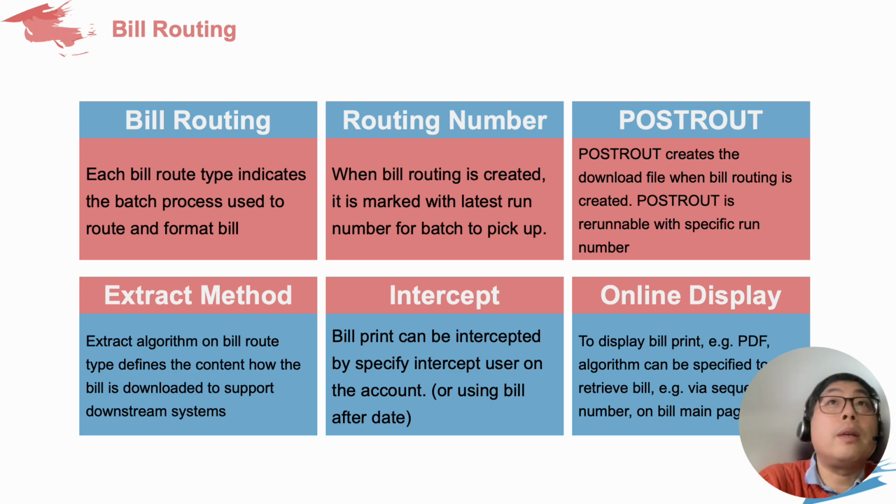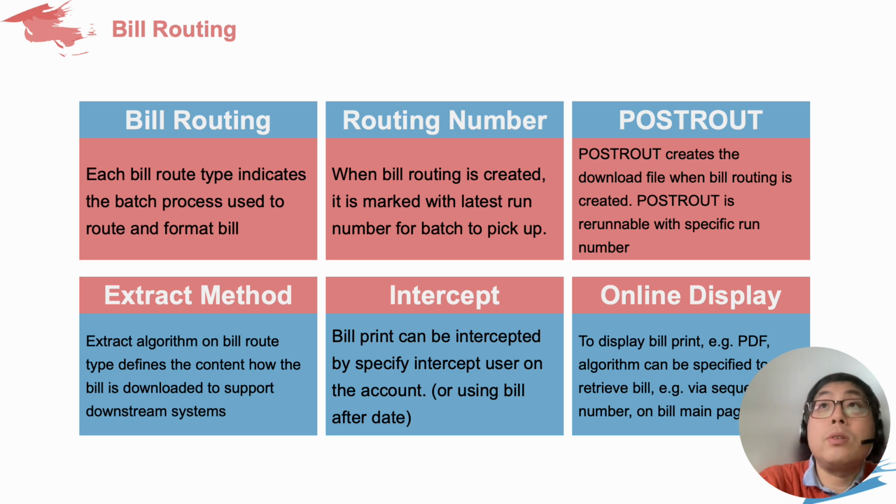Similarly, for all the bills, we have a bill routing number. Okay, so when a bill routing is created, it is marked with the latest run number for the batch to pick up. That is normally the next number, which is the batch run number plus one from the post route, or it could be another batch as we mentioned. And post route is the one that creates the download file.